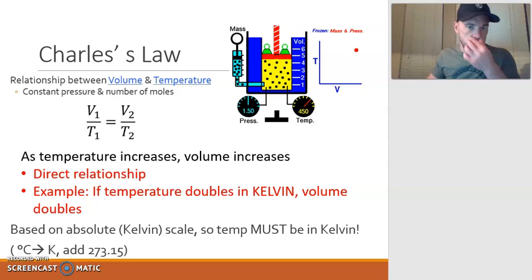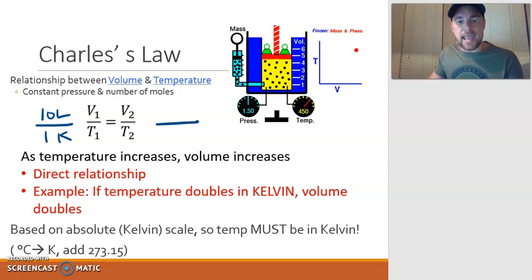Okay, and so if you think about, let's say our original volume was 10 liters, and our original temperature is 1 Kelvin. I'm just making up numbers here. Notice that the temperature has to be in Kelvin. So 10 divided by 1, what is that? It's 10. So that means this side also has to equal 10 because they're equal to each other.